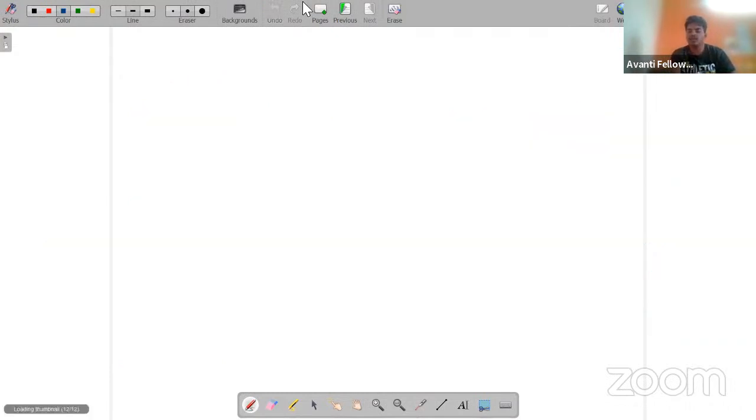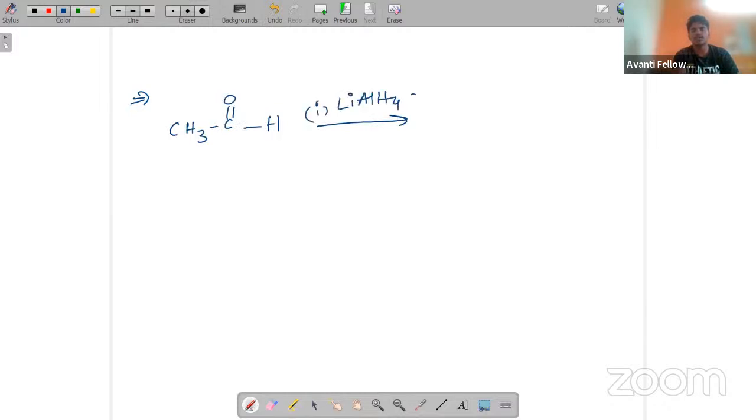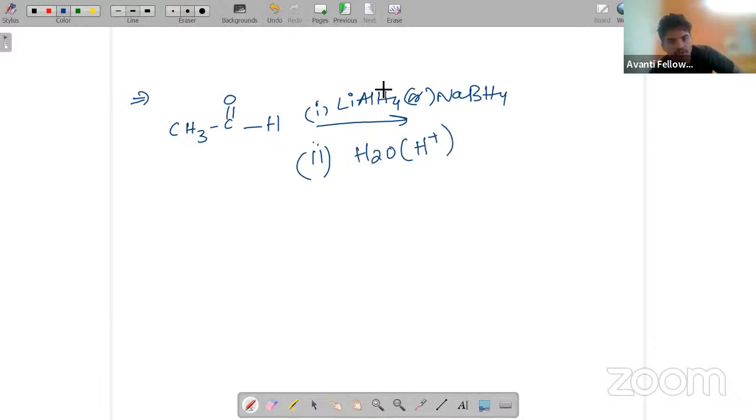Now let me show you some examples. Reduction. Let's suppose I'm writing an aldehyde, CH3 C double bond O H. First I have to use a reagent like LiAlH4 or NaBH4. Second, I am using H2O in the presence of H plus, that means acidic hydrolysis. From these two reagents, you are going to get one hydride ion.